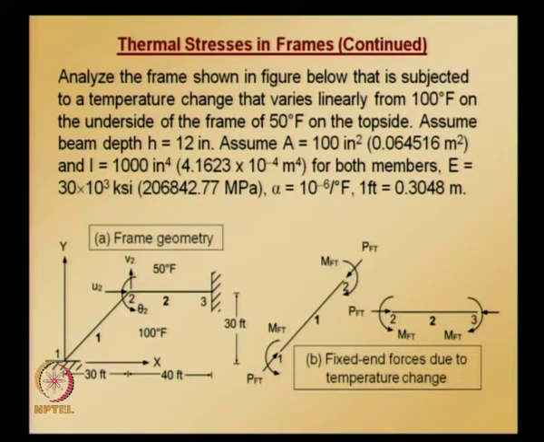So let us work this problem out in FPS units. The frame is shown in the first figure, and the node numbers and element numbers are shown. As you can see from the figure, node 1 and node 3 are constrained, so all the degrees of freedom at node 1 and node 3 are 0. The second figure shows the fixed end forces due to temperature change.